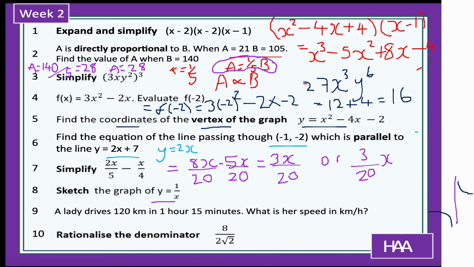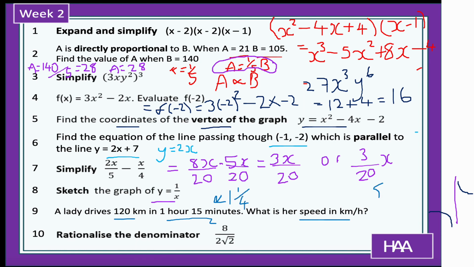Okay, this is question number 9. A lady drives 120 kilometers in 1 hour 15 minutes. What is her speed in kilometers per hour? Okay, so I've got to convert this into hours completely. So 15 minutes is classed as a quarter, so it's 1 1/4 hours.